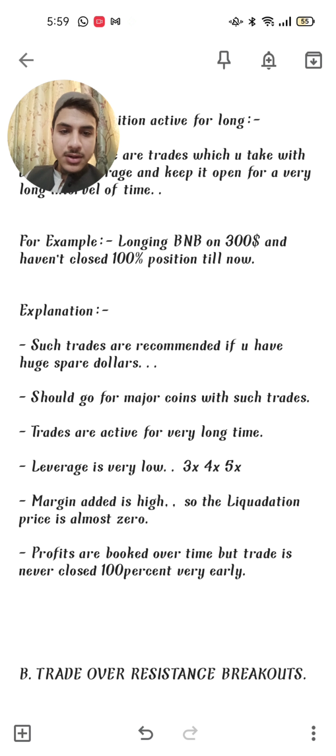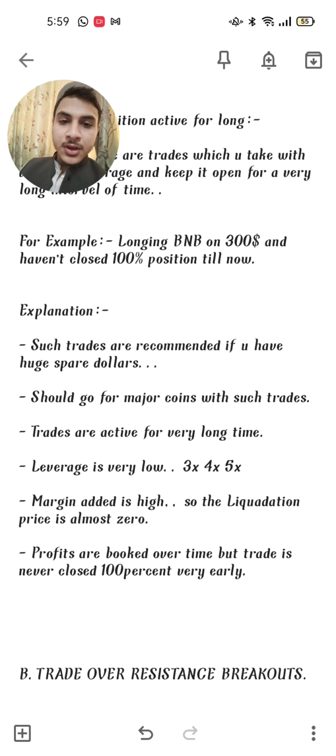Should go for major coins with such trades, like playing with BNB, playing with ADA, playing with DOT, playing with Link, about which you are confirmed that these coins are a very good project and they have the potential to grow. If, for example, the market crashes, the good coin, the major coin, performs much better than the minor ones. So it is better to trade with major coins, to trade with good projects.